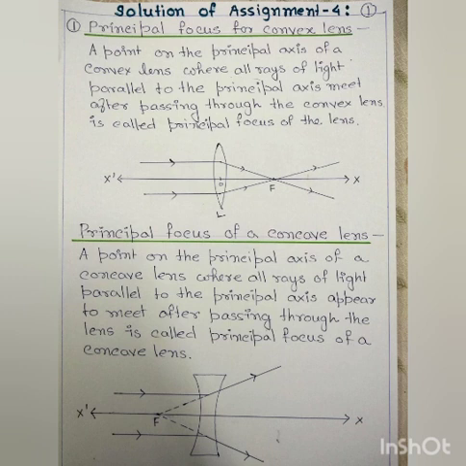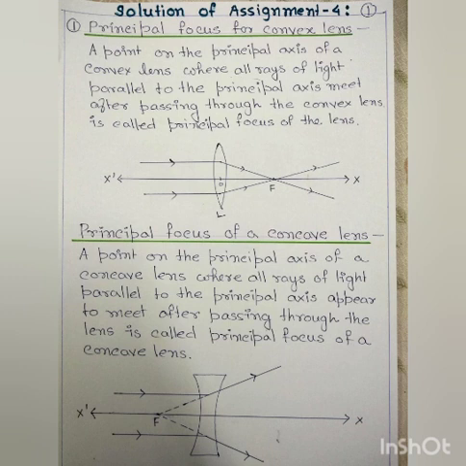First we will discuss the principal focus for a convex lens. What is the principal focus for a convex lens? A point on the principal axis of a convex lens where all rays of light parallel to the principal axis meet after passing through the convex lens is called the principal focus of the lens. And after the definition, you always have to draw the diagram for a mirror or lens.